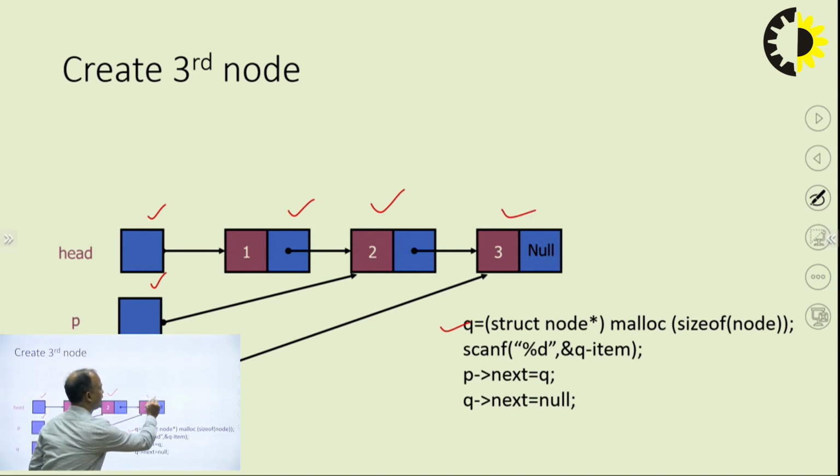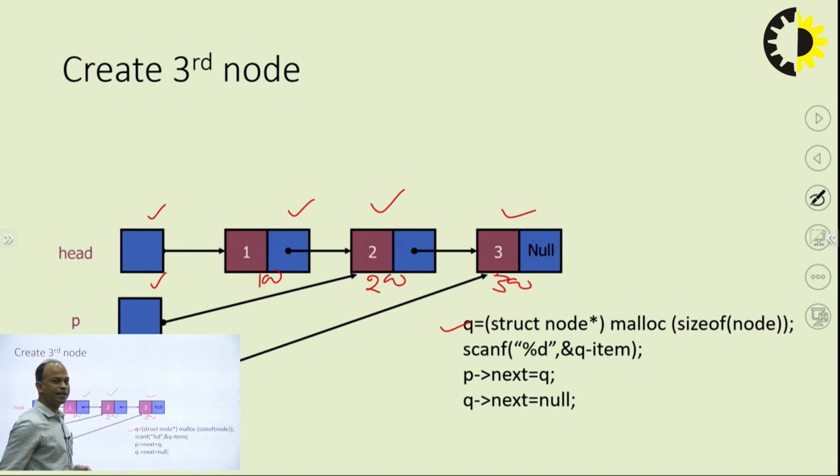This particular node has been created, and the address of the first node is 100, address of the second node is 200, address of the third node is 300, and the linking part was 200, 300. This part we have basically completed in the previous slide. Now we have created the third node, and Q contains the address of the third node.